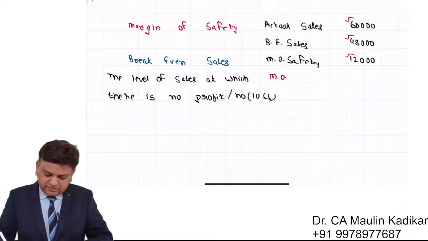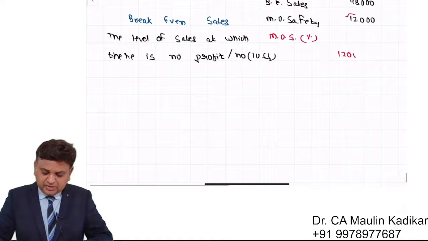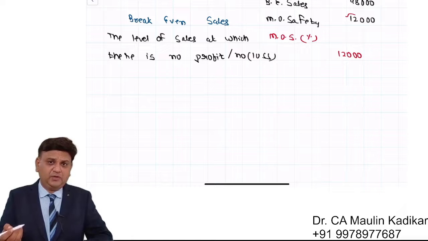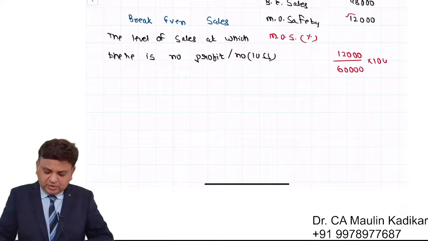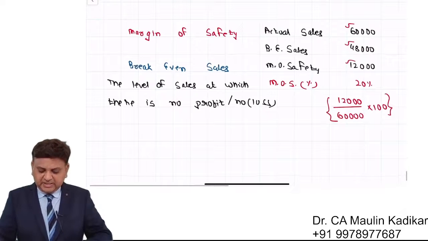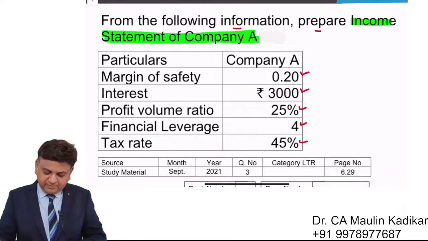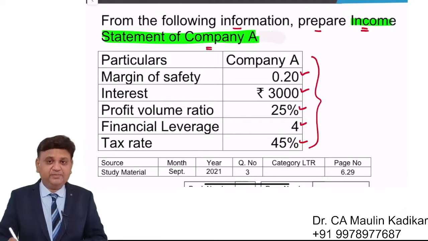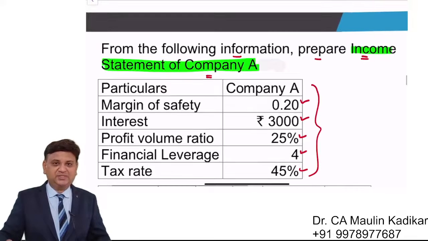This margin of safety can be calculated in percentage term like this. 12,000 rupees is the reduction in the sales that I can afford before I have a loss in the business. So 12,000 divided by 60,000 into 100, the answer comes to 20%. That is what we understand as the term margin of safety. Over here we have been provided with such information, and based on that, we are required to prepare the income statement for company A. I request you to answer and put your answer in the chat box.